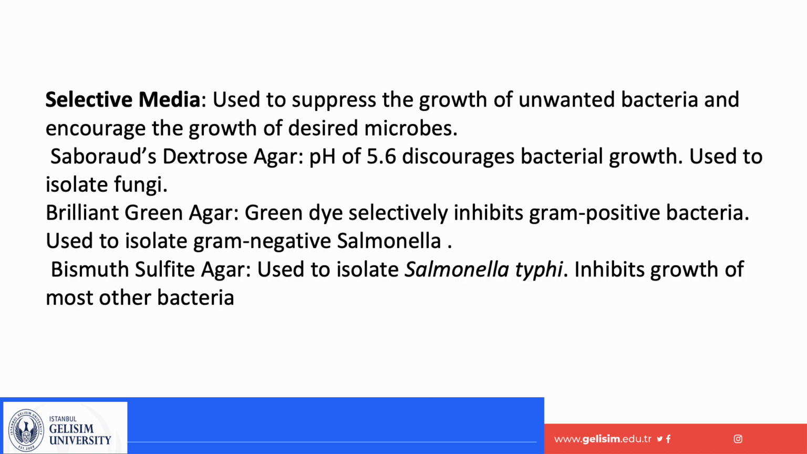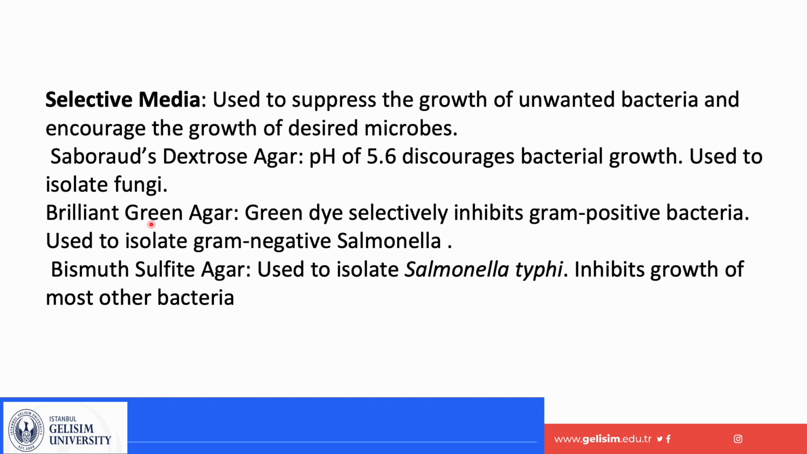Selective media are used to isolate specific microorganisms from mixed cultures by suppressing the growth of unwanted bacteria and promoting the growth of the desired ones. Some examples of selective media include Sabouraud's dextrose agar, which has a pH of about 5.6, and this discourages bacterial growth. We use this to isolate fungi.